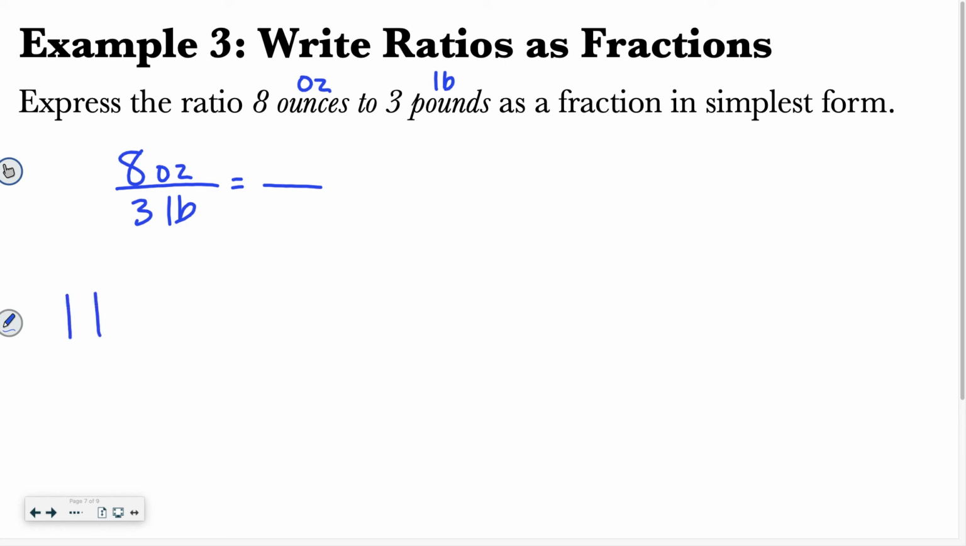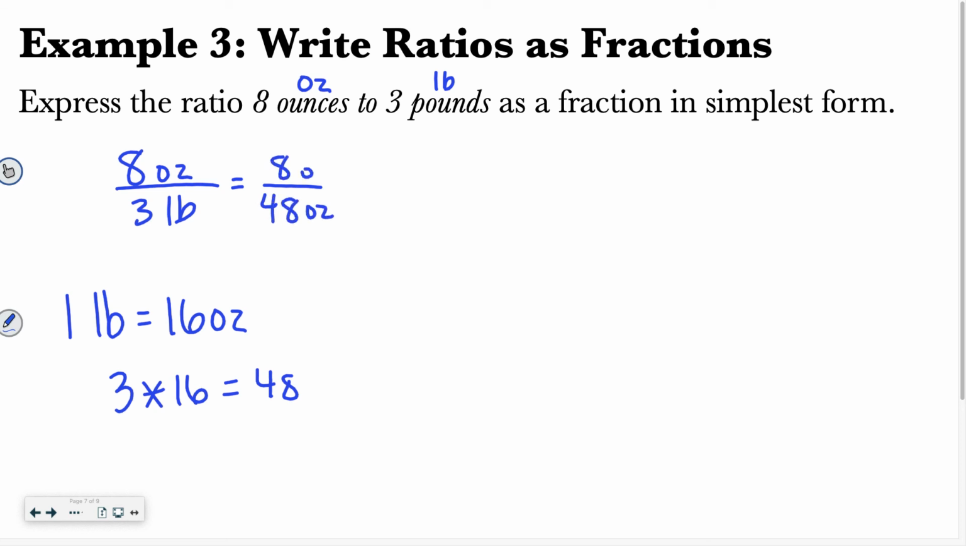So 1 pound equals 16 ounces. And that's a piece of information that'll be on the next slide, or a couple slides from now. So I'm just telling you for now, 1 pound is 16 ounces. So that means for 3 pounds, I would do 3 times 16 to find out how many ounces were in 3 pounds, and that would be 48. So on the bottom, I'm going to have 48 ounces.